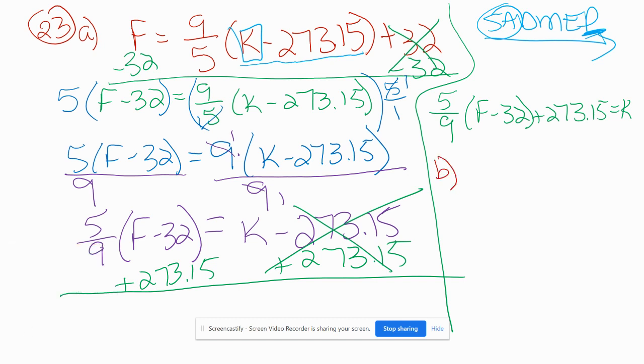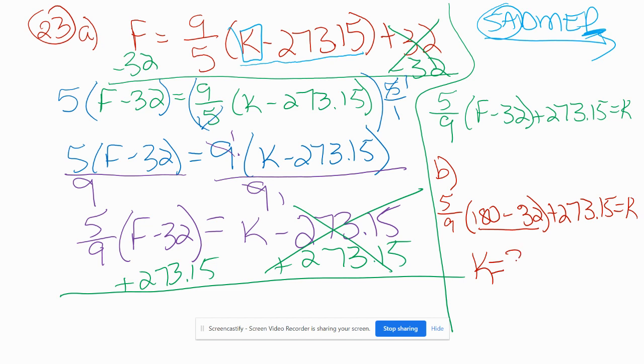Part B says, okay, now we know that the temperature is 180 degrees Fahrenheit. Find the temperature in Kelvin. So I'm plugging 180 in for our F. And then I'm going to do this math. We do the 180 minus 32, multiply it by 5, divide it by 9, add the 273.15, and we end up with a Kelvin temperature of 355.37. Now, it does say that you need to round it to the nearest hundredths place, which is here. That's why I rounded it to 7.